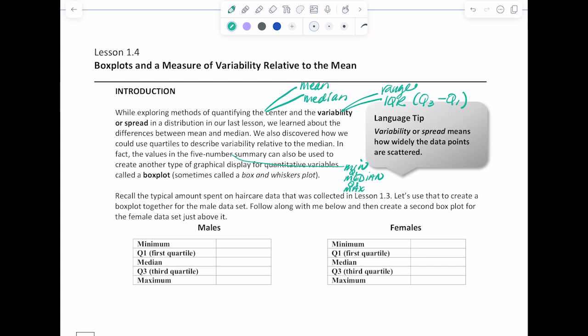Now, we don't have the data for the hair care question in 1.3, so I'm going to provide you with some information here. We're going to pretend that these were the numbers that we found in class. So males and females were to write down the amount of money spent on their haircuts. And let's just say for males, you had the following 5-number summary. And keep in mind, these are all in dollars. And then for females, we had the summary.